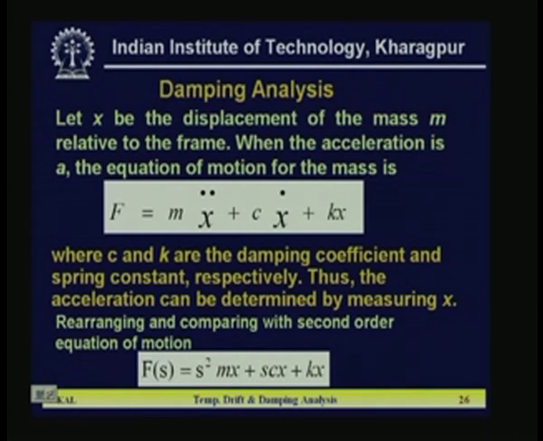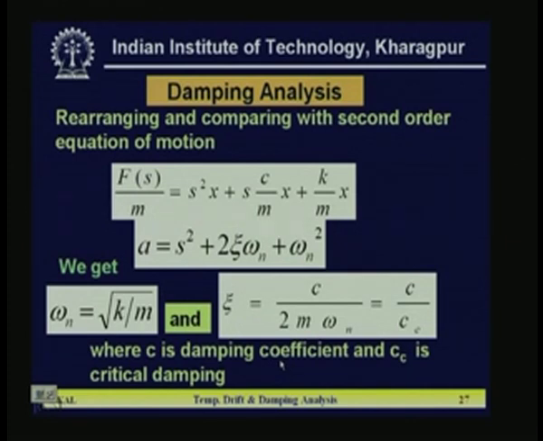Rearranging the equation here, what is shown with the second order equation of motion, the Fs, which is the force, is given by s square mx, where s square is the double derivative with respect to x, plus s cx plus kx. The same equation is written in this fashion. Now, rearranging again, Fs by m is given by s square x plus s c by m x plus k by m x.